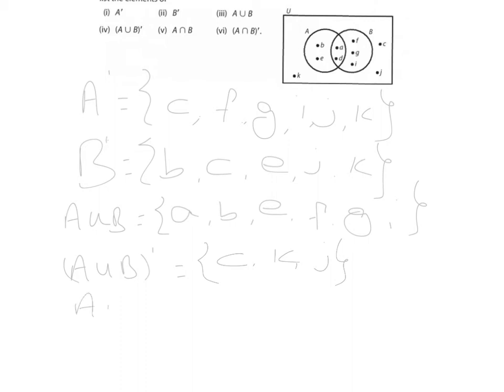Okay, next one then, they want A intersection B. So A intersection B, you should be very familiar with that. That's just where the two sets interlink. Okay, so it's A and D. So that would be my A and D.